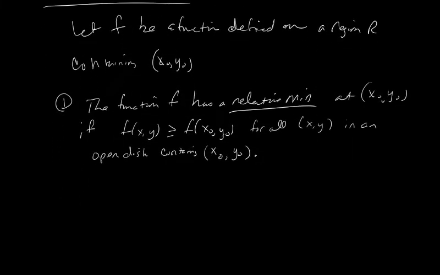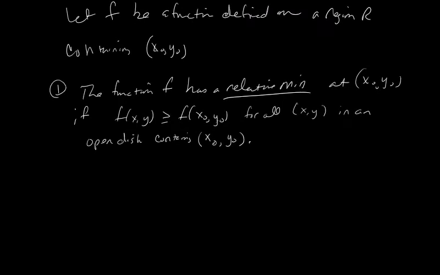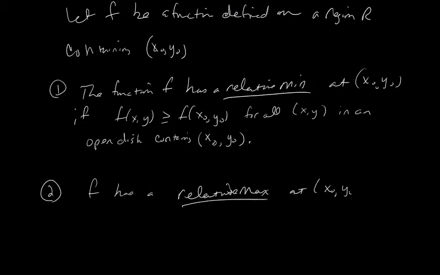Likewise, f has a relative max at x naught, y naught if f of xy is less than or equal to f of x naught, y naught for all xy in an open disk containing x naught, y naught.